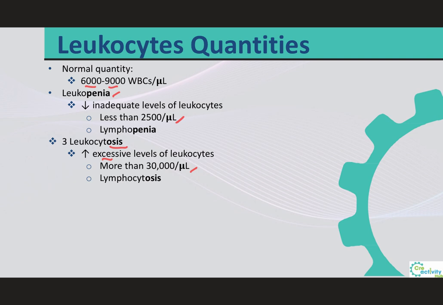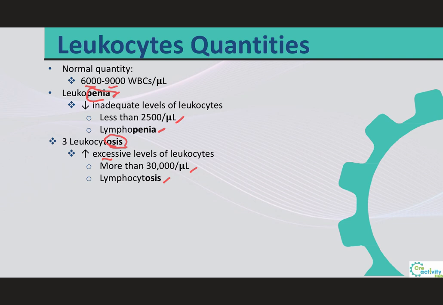disorder. These endings, penia and osis, can also be used to indicate either low or high numbers, respectively, of specific types of white blood cells. So, for example, lymphopenia means too few lymphocytes. And on the other hand, lymphocytosis means an unusually high number of lymphocytes.